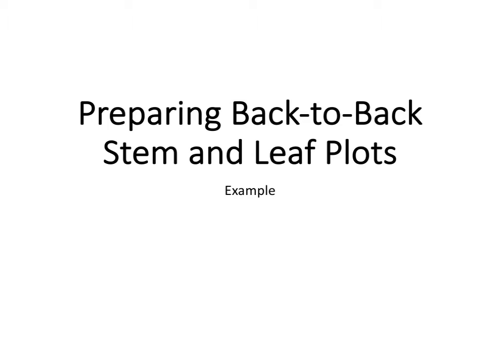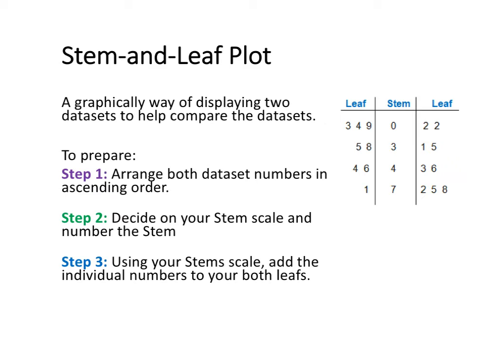In this video, we're going to have a look at an example of how to prepare a back-to-back stem and leaf plot. Now, a back-to-back stem and leaf plot is the same as a single stem and leaf plot, except you have two lots of data on the one stem and leaf plot. One lot of data is shown on the left of the stem. The second lot of data is shown on the right of the stem. So we have data set 1 and data set 2 on the same stem and leaf plot. This allows us to compare two lots of data on the one stem and leaf plot.